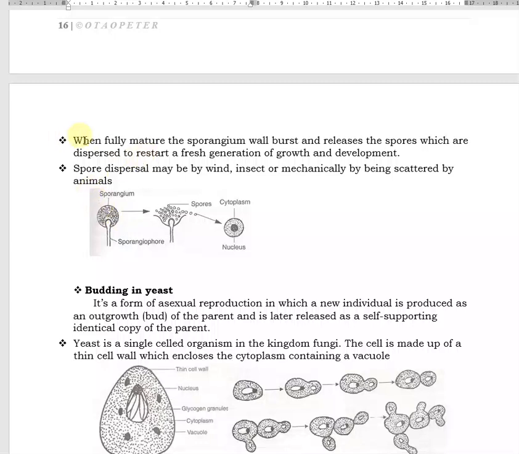So when fully mature, the sporangium walls burst and release the spores, which are dispersed to restart a fresh generation of growth and development. So this one, they have matured now. They are released now to start what? To start a new life. So that's how spore formation occurs. Then spores are dispersed mainly by wind, insects, or mechanically by being scattered by animals.